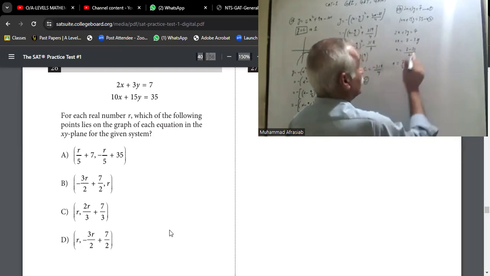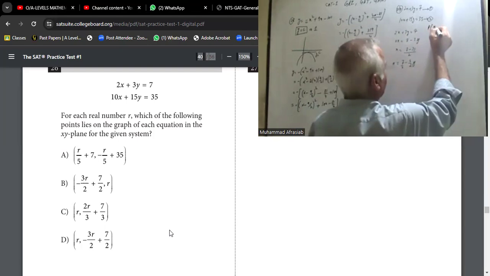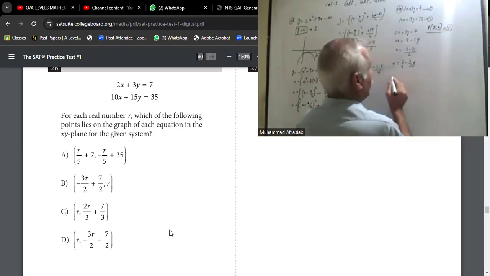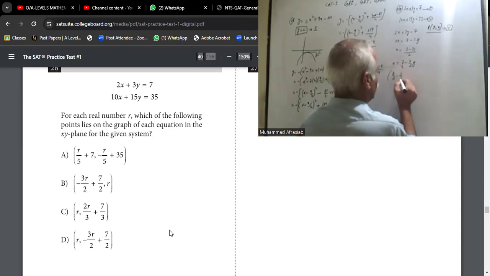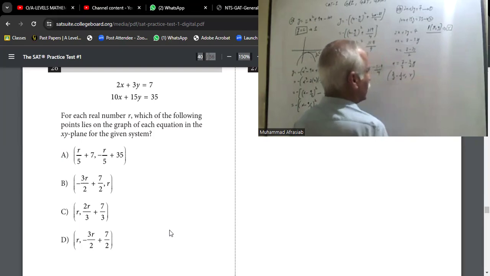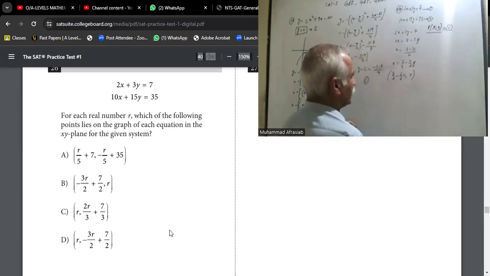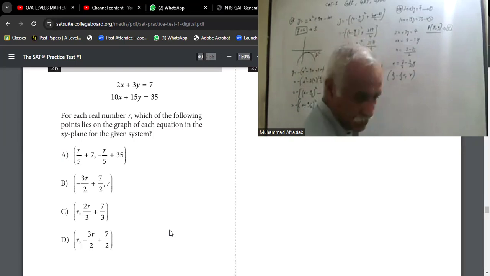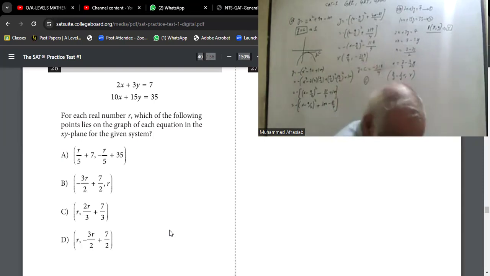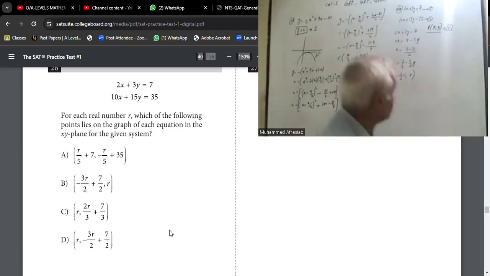So you can replace because they are going to lie on the point xy, which are represented by this r position. So we can write the x coordinate as 7 over 2 minus 3 by 2 r, and the other is r coordinate there. Which is going to represent this line 2x plus 3y is equal to 7. So this answer is B part.